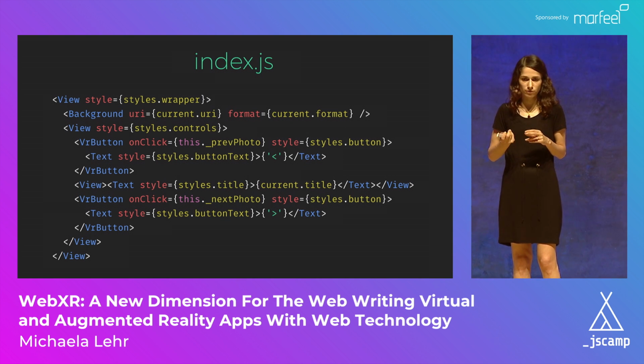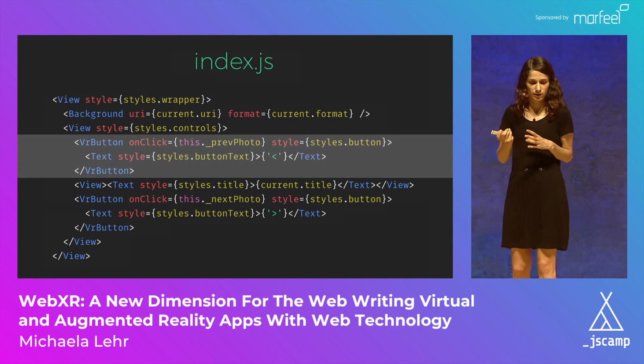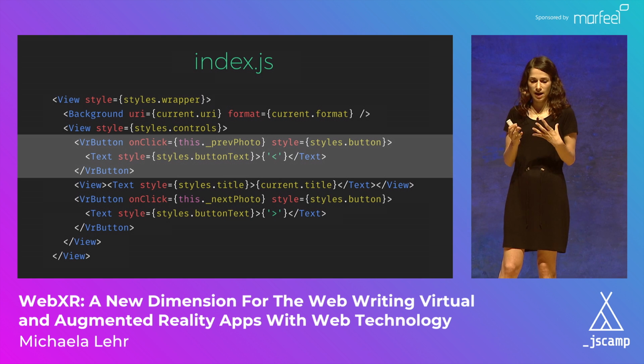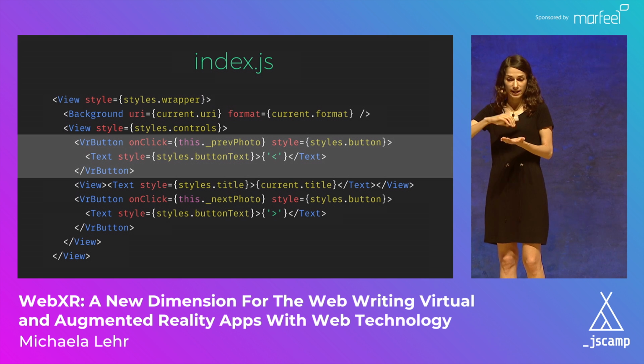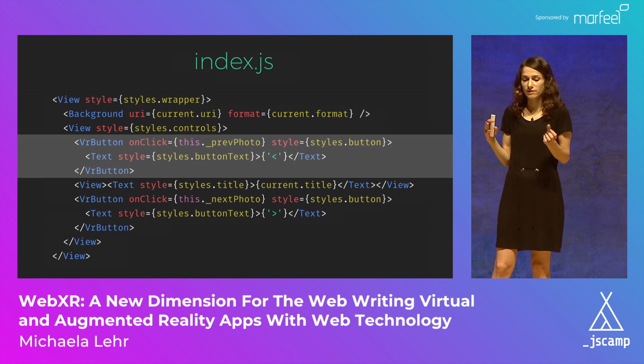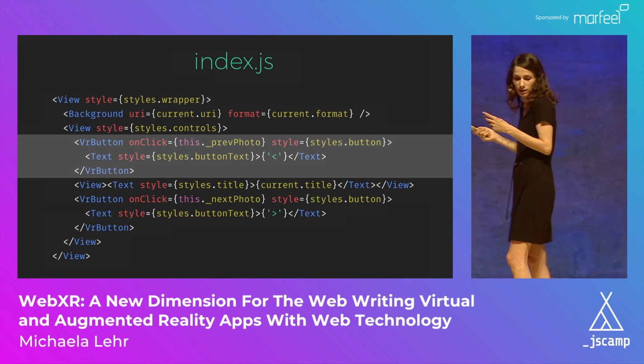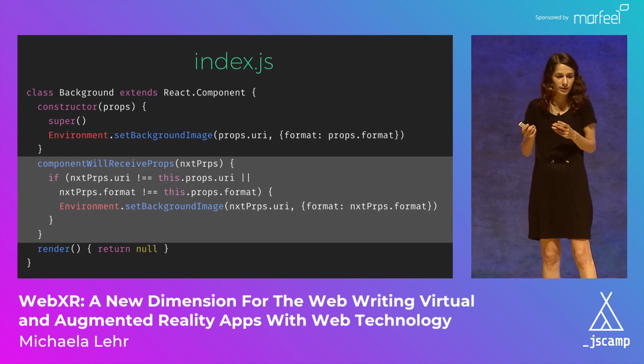And as you can see, we are using two more components, VR button and background. VR buttons are non-visible container elements, like a div, for example. But they detect clicks and other click-type behaviors of various input devices. And to give it an appearance here, I just added styling and a nested text component.